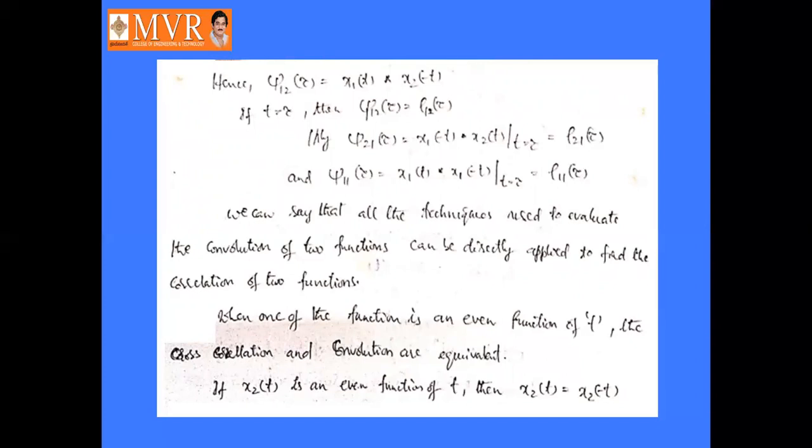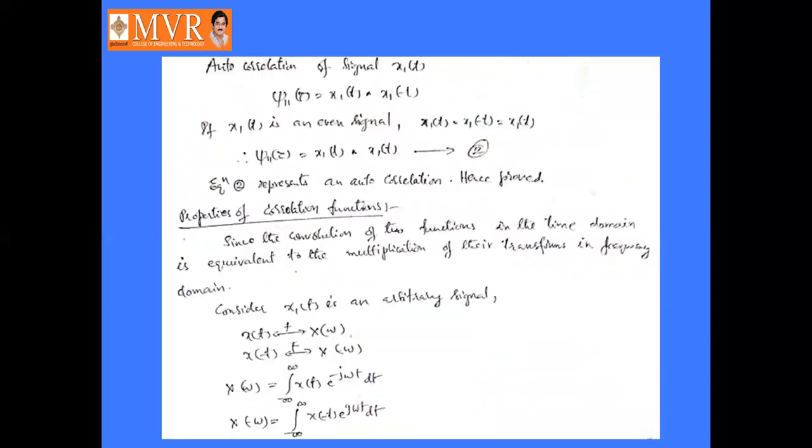We can say that all the techniques used to evaluate the convolution of two functions can be directly applied to find the correlation of two functions. And if one of the functions is an even function of t, the cross correlation and the convolution are equivalent. If x2 of t is an even function of t, then x2 of t equals x2 of minus t.